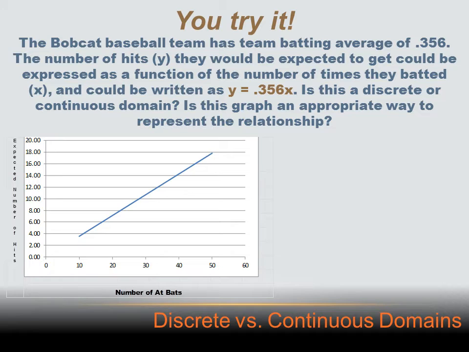Well, let's let you try one. The Bobcat baseball team has a team batting average of .356. The number of hits, which we'll call Y, they would be expected to get could be expressed as a function of the number of times they batted, X, and could be written as Y equals 0.356X. Is this a discrete or a continuous domain? Is this graph an appropriate way to represent the relationship? Hit your pause button, figure this one out, and then hit your forward key to move on to the answer.